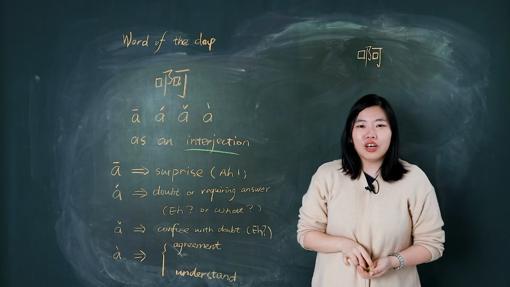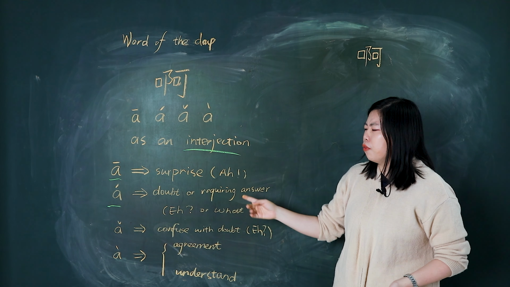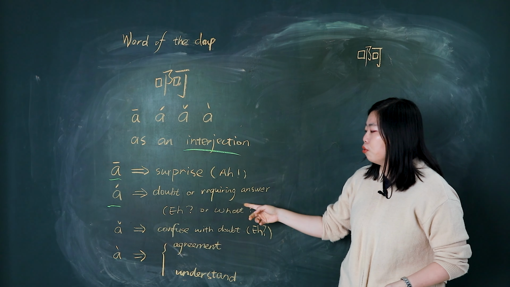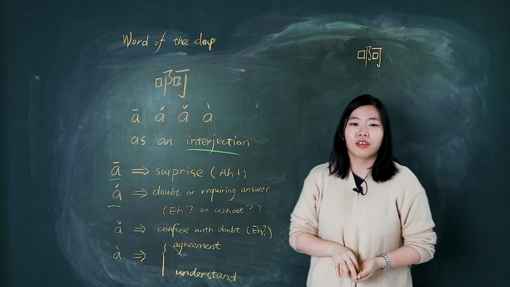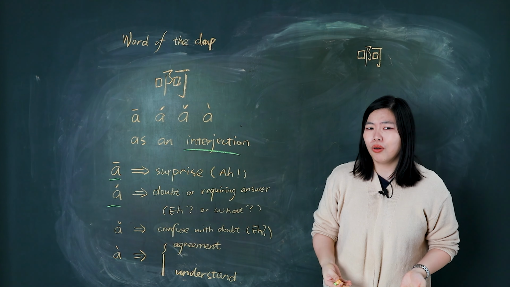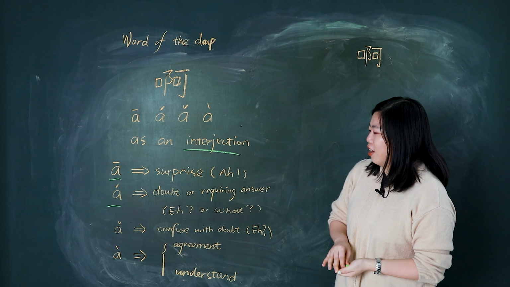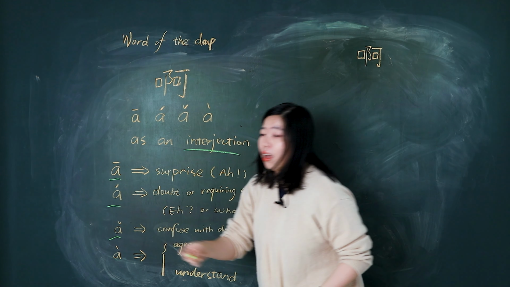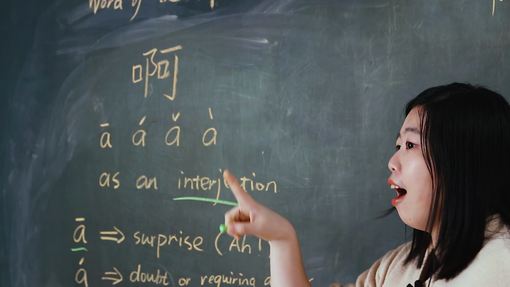And the second tone. A, A. So when you pronounce A, how do you feel? You feel a little bit of doubt, or you want to require an answer. For example, I say something, can you hear me? Ah, what are you talking about? Ah, 你说什么? Or you want to ask me some question? Ah, 什么? Ah, what?